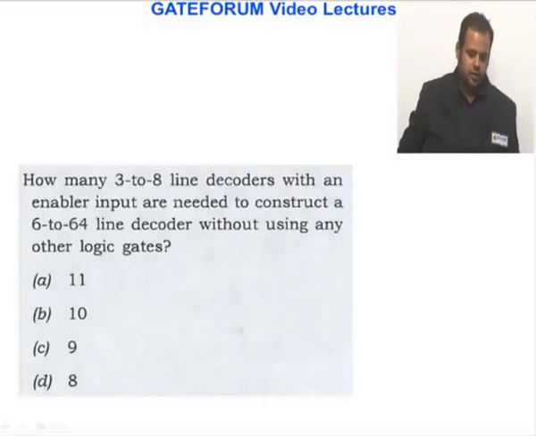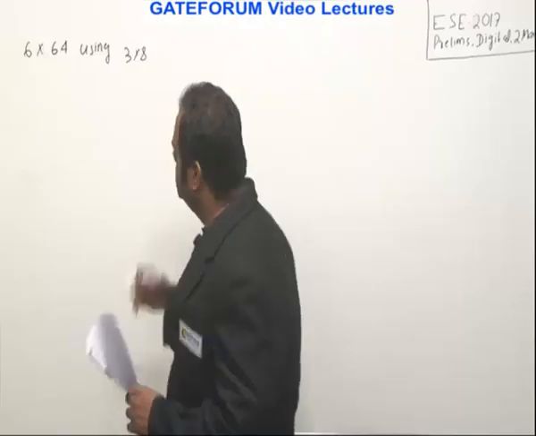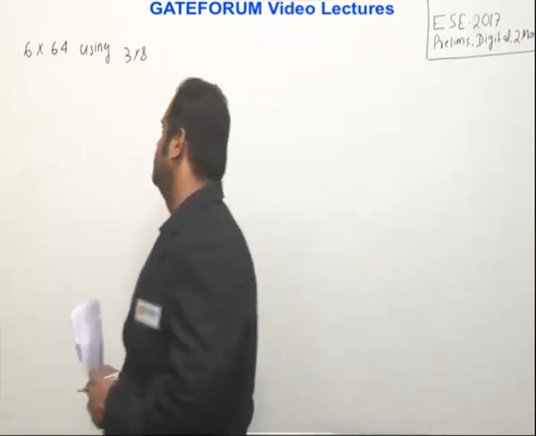How many 3 to 8 line decoders with an enable input are needed to construct a 6 to 64 line decoder without using any other logic gates? So basically we are interested in designing a 6 to 64 decoder using 3x8 decoders. This is quite a popular model question, right?